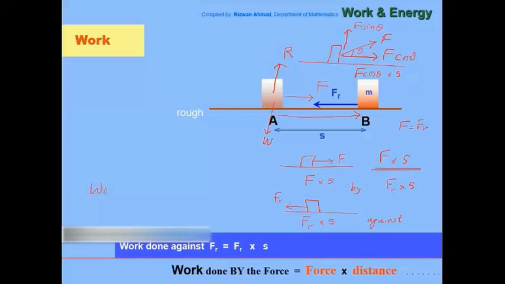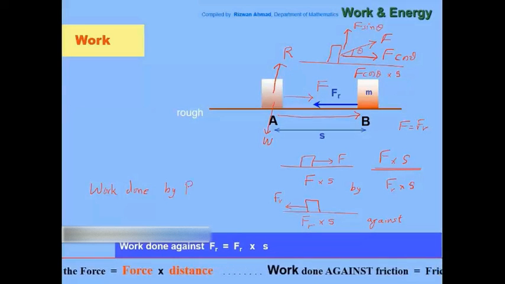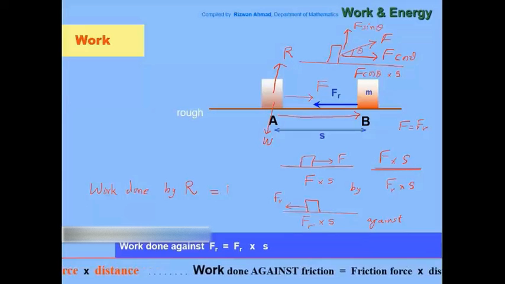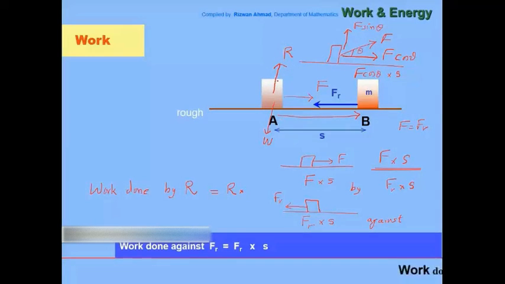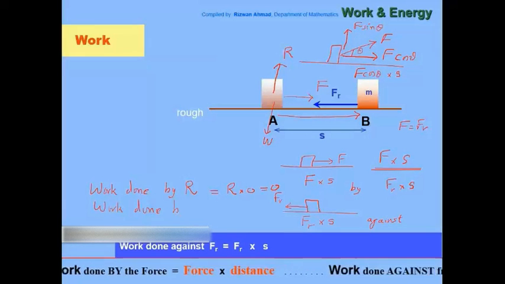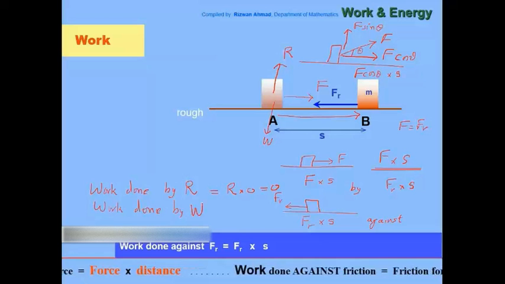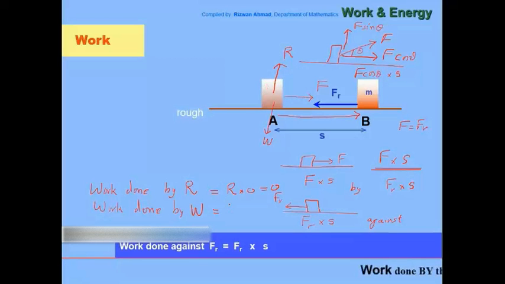The work done by the normal contact force R will be equal to the force multiplied by the distance. No distance is moved in the direction of R or in the opposite direction of R, so this will be 0. Similarly, the work done by the weight: there is no vertical motion here, so no vertical distance is covered. So it is the force times the distance 0, and the work done is 0.